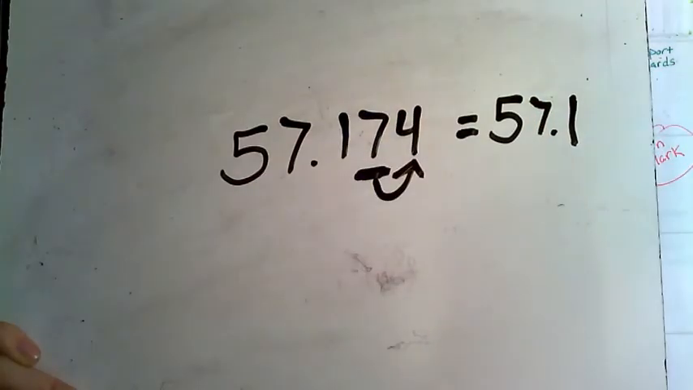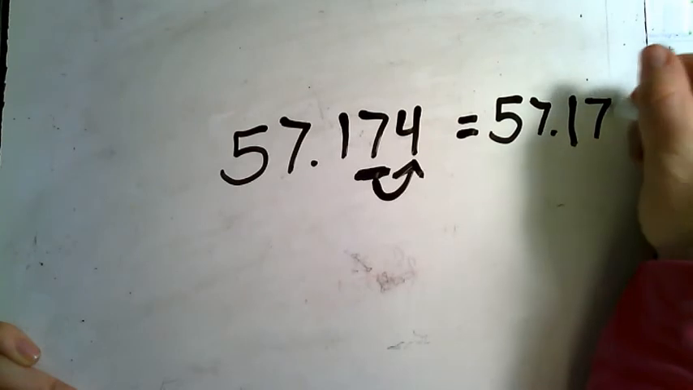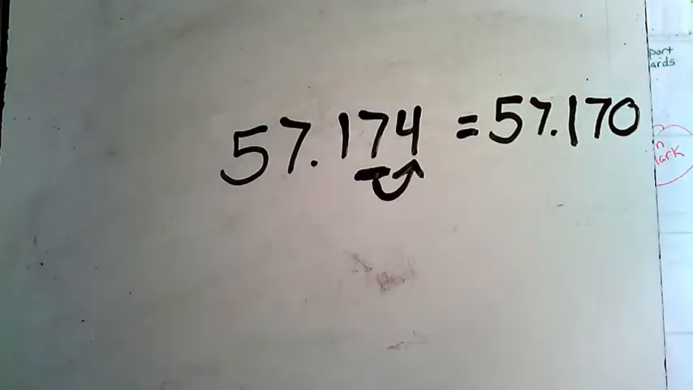If it's 5 or more, we're going to raise the score. It is not. It's 4 or less, so we let it rest, which means we keep it the same. All numbers to the right, zeros in sight. So when we round it to the nearest hundredth, it rounds to 57 and 170 thousandths.